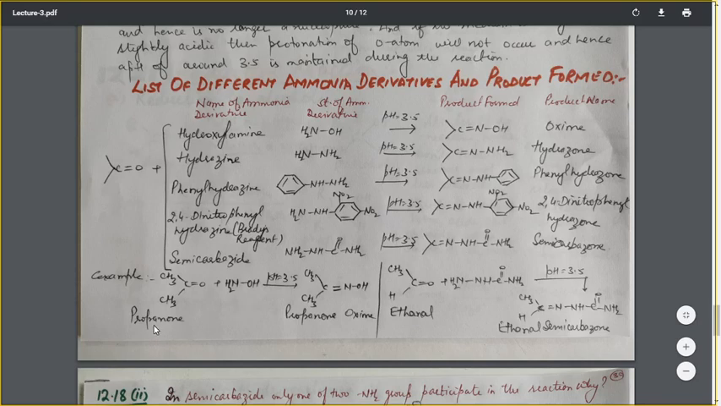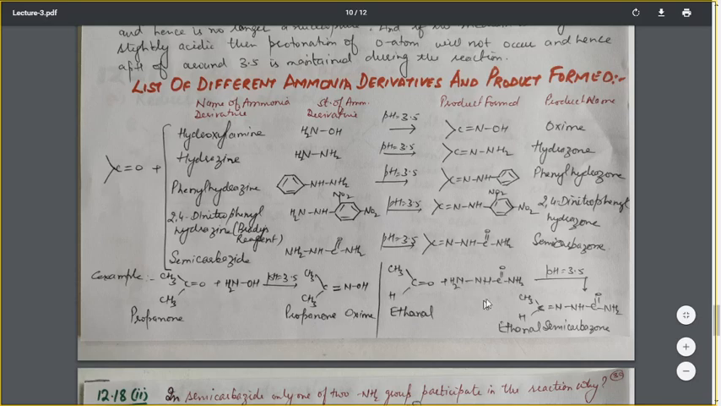I have written 2 reactions here. This is propanone, a ketone that will combine with hydroxylamine. Hydroxylamine: this is the hydroxyl group, the amino group, hydroxylamine. In the reaction, O will be lost with H2 in the form of an H2O molecule and a double bond is formed. The name is propanone oxime. That oxime is formed from propanone, that's why it is propanone oxime.